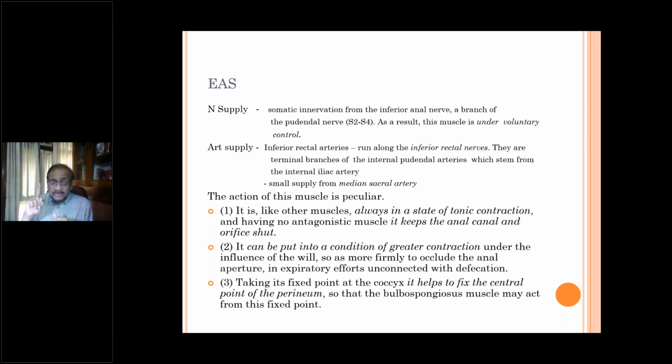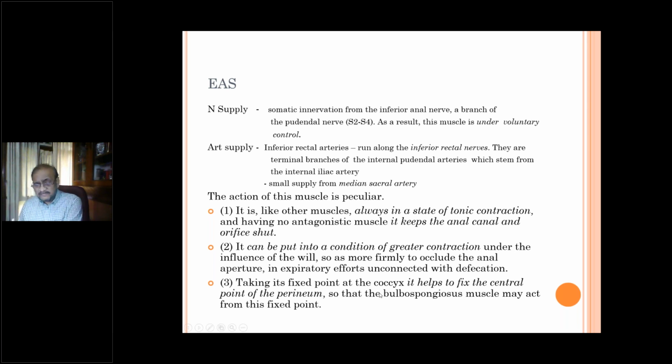Until you decide to do so, you keep it in a tight contraction, right? So it keeps the anal canal orifice shut. It can be put into a condition of greater contraction under the influence of the will. You want to defecate, the circumstances are such that you can't go to defecate, so you try to close it much harder. So it is in a position to put it into greater contraction until you have the will to defecate, and it takes a fixed point at the coccyx.